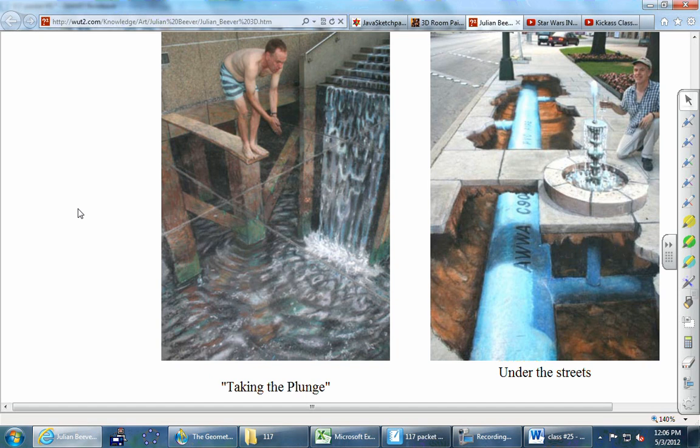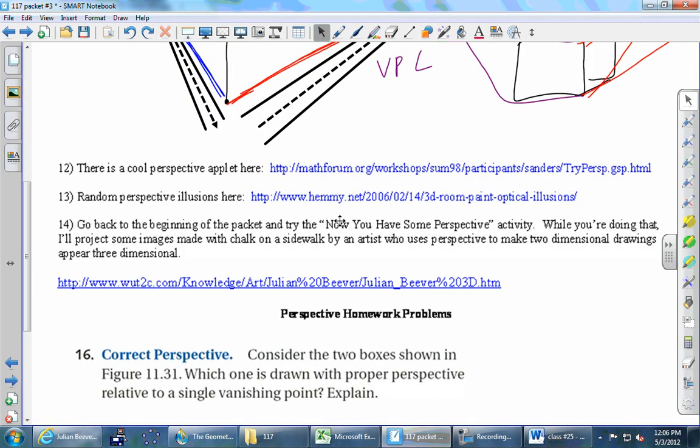Okay, so you have the link for that one too. You can check it out. He's got other stuff up here as well. What I'd like you guys to do now is, it says here, go back to the beginning of the packet and try the "Now you have some perspective" activity. So it should be the new first page of the packet after you ripped off the graph paper that was the old first page. So go back to the new first page. That's part of your homework for tonight. And I'll walk around.